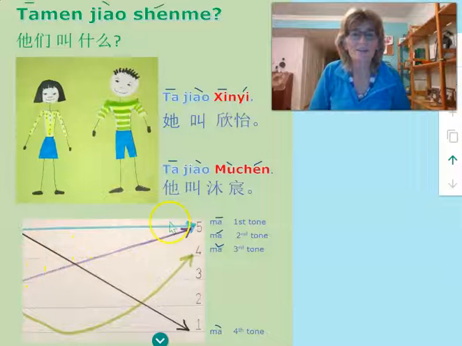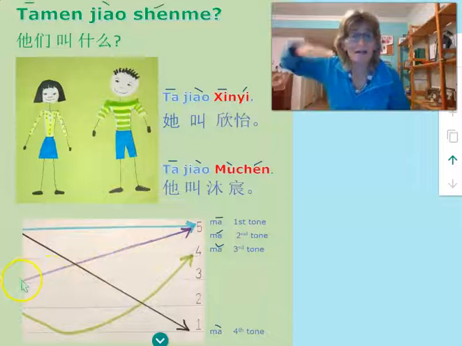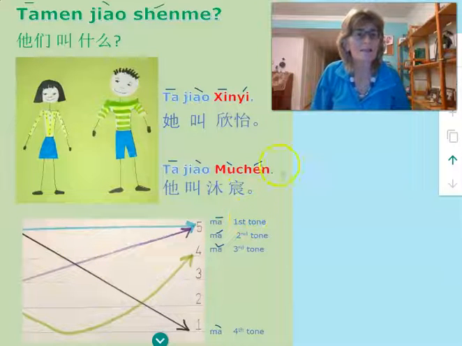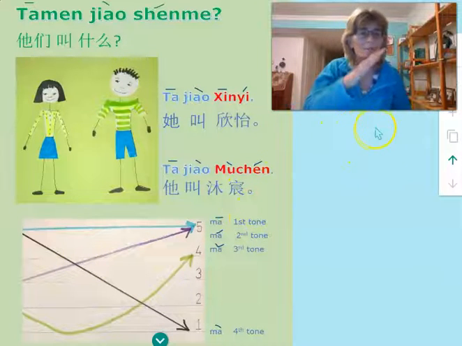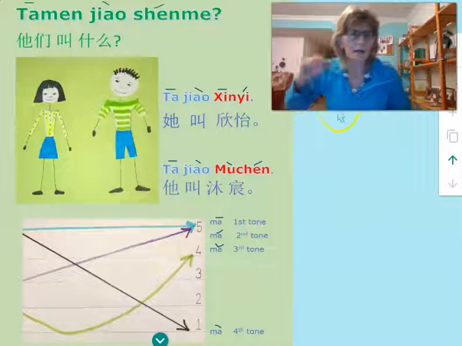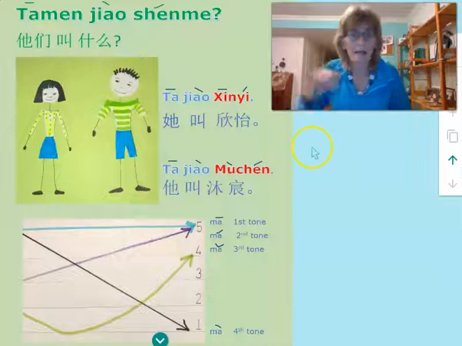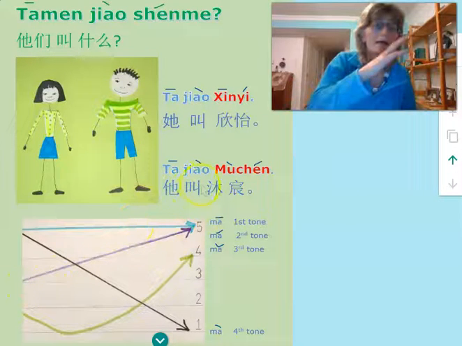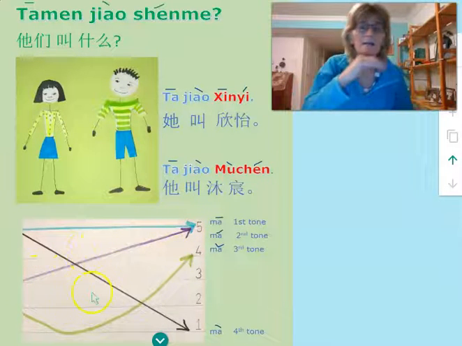Now, the second tone is the rising tone. It starts a bit lower and it rises. It goes up, a bit like when we're asking a question in English. We go up. Really? Has she? Can you? Ma? Ma?